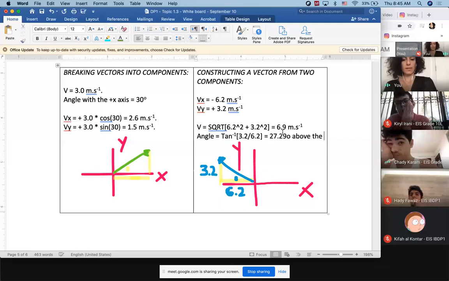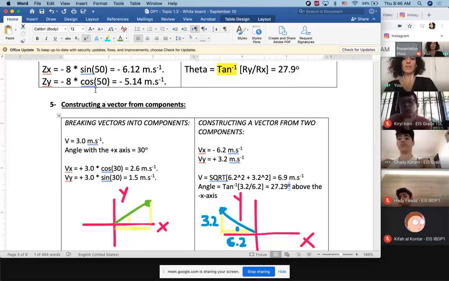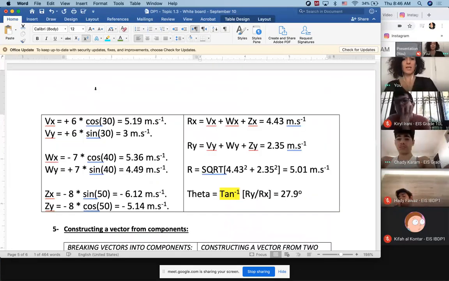Usually this is the easiest way to say it. You just say it's above the positive x, below the positive x, above the negative x, or below the negative x. All right, you guys, I think the lesson is over. If you are able to do this, it means the lesson is over.